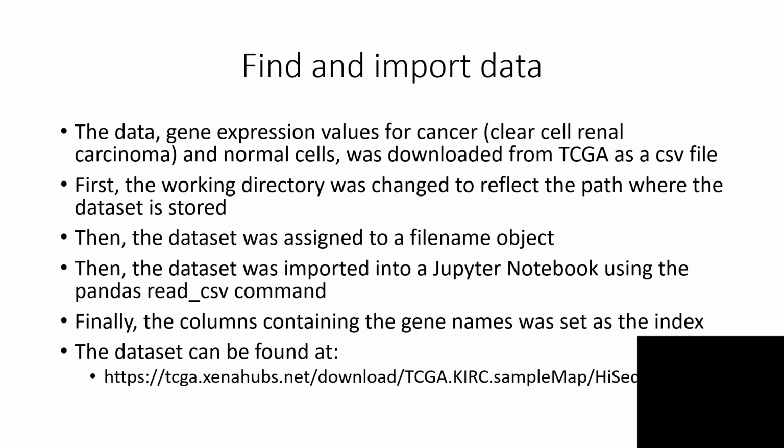So the data, as I mentioned earlier, was downloaded from the Cancer Genome Atlas as a CSV file. Of course, we had to change the working directory to point at the path where the data set is stored, and then assign the data set to some kind of file name object. In my case, I simply assigned it to an object called file name. And then the data set was imported into a Jupyter notebook using the pandas read CSV command. Finally, the column containing the gene names was set as the index.